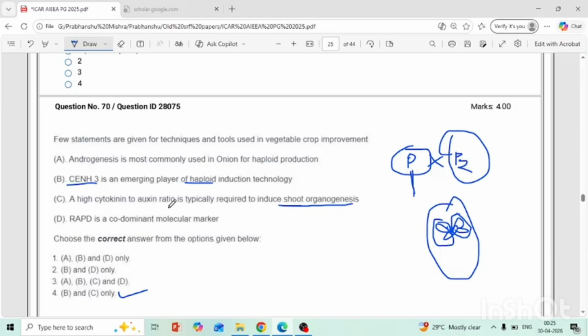No, this is wrong. Basically, RFLP, SSR, SNP, these are the co-dominant markers. What is the co-dominant marker and dominant marker? Basically there are two types of marker. The first one is the dominant marker, which cannot differentiate homozygous versus heterozygous.